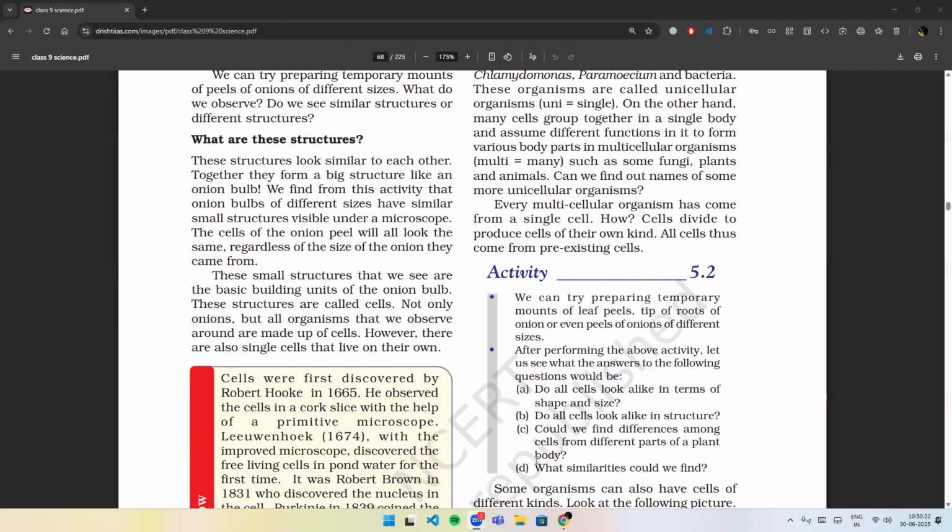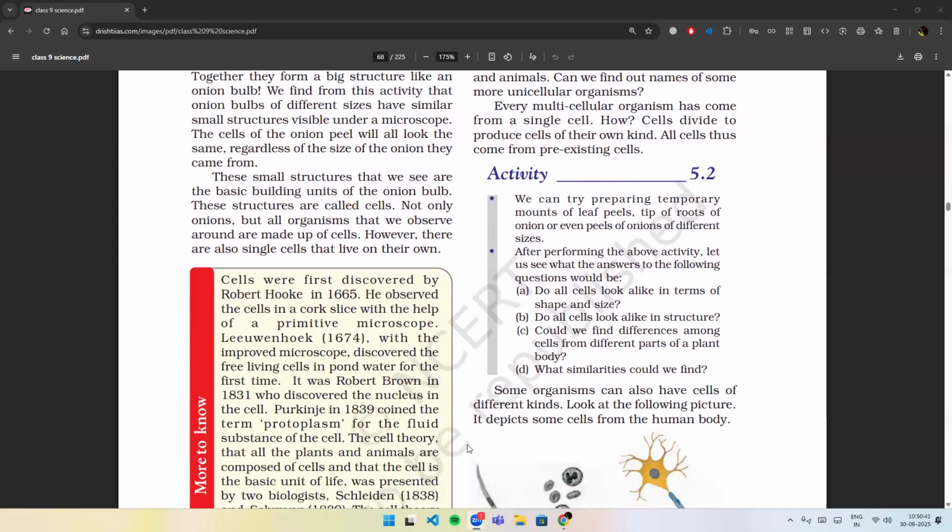We find from this activity that onion bulbs of different sizes have similar small structures visible under a microscope. The cells of the onion peel will all look the same regardless of the size of the onion they came from. These small structures that we see are the basic building units of the onion bulb. These structures are called cells. Not only onions, but all organisms that we observe around are made up of cells. However, there are also single cells that live on their own.